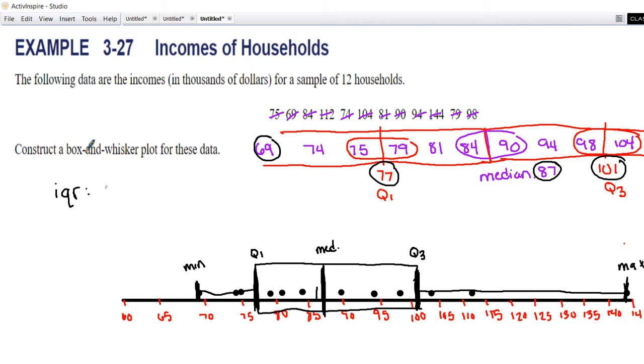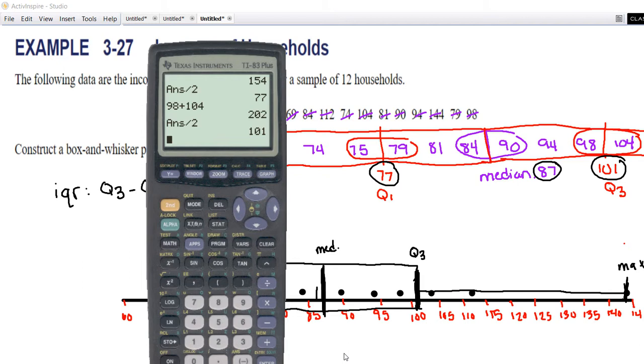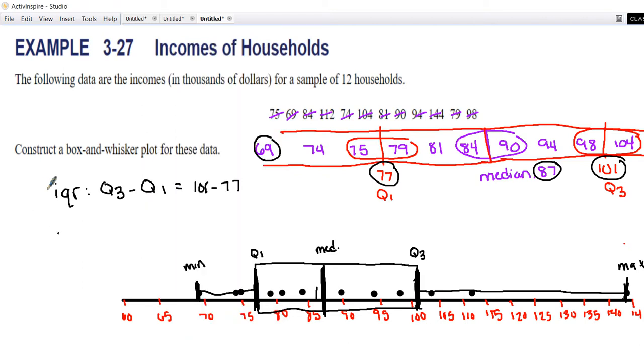Find the interquartile range for this data. The interquartile range is given to us by taking quartile 3 and subtracting quartile 1. That's going to give you the amount of data in between here. So here we have 101 minus 77. That value is going to give us 24. So our interquartile range is 24.